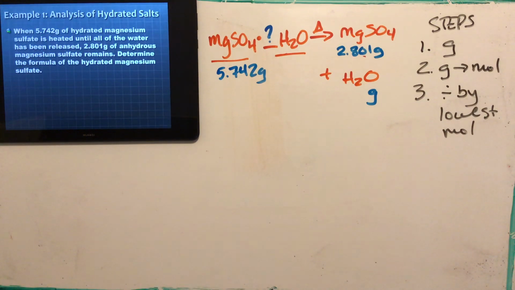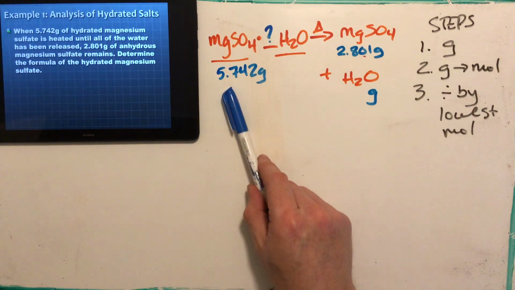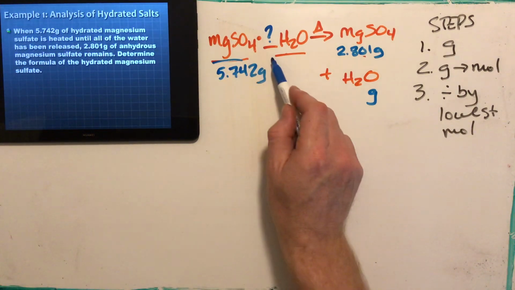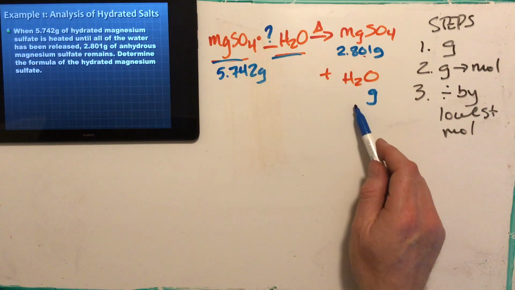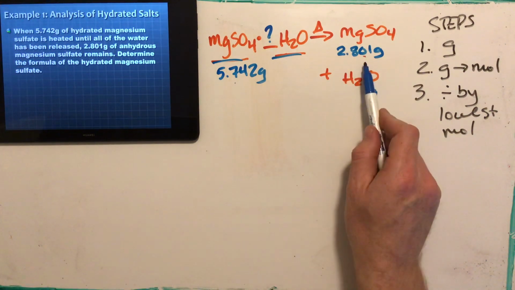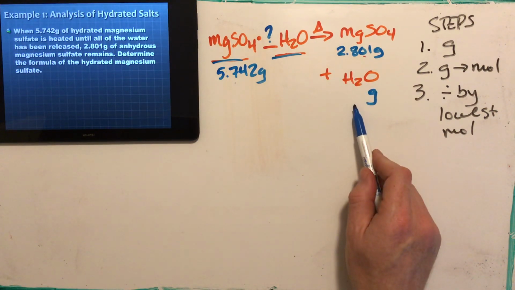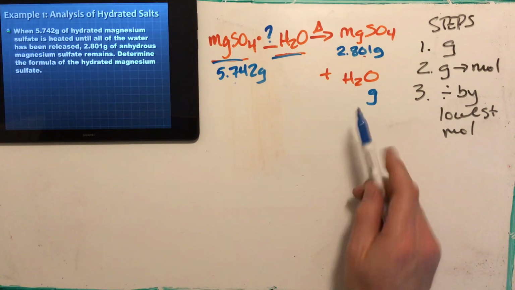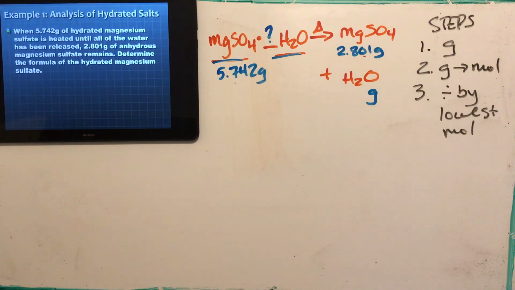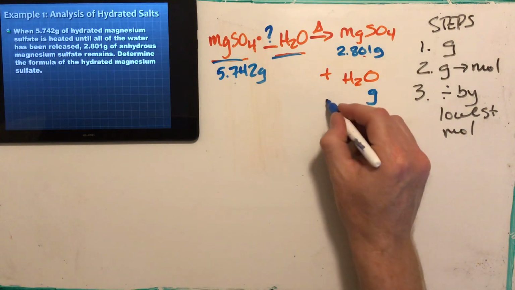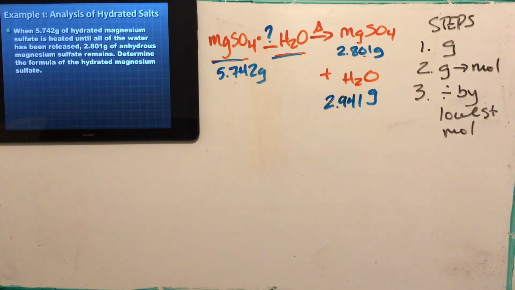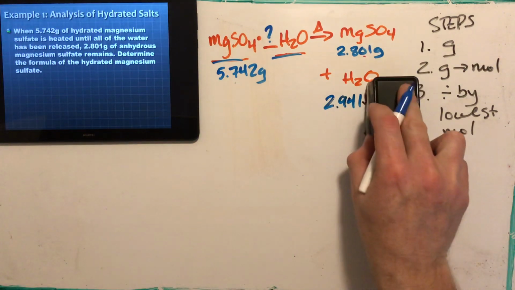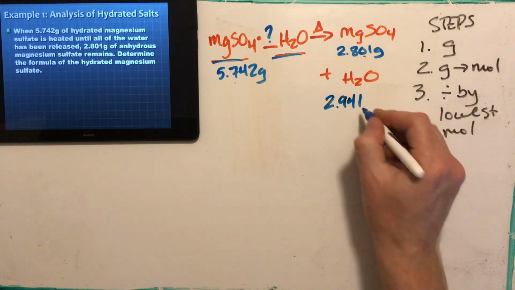But again, we kind of do, right? You've caught on to this by now. This is the mass of both of these things together. If I take this out of it, I'll be left with the mass of that. So this, subtract that, will give me this. And when I do that, I end up with 2.941 grams. That looks like a 9, I wrote a little high.